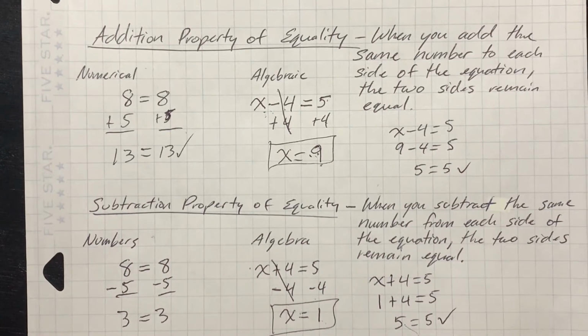Okay? And those, my friends, are the addition and subtraction properties of equality. Basically, remember to add the same number to both sides of the equation, no matter if you're subtracting or adding.